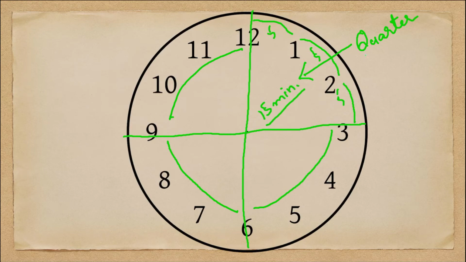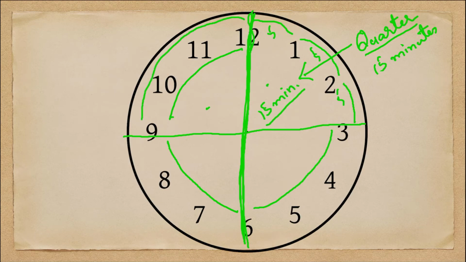So if we divide the clock into 4 equal parts, each part will be 1 quarter, which will be of 15 minutes. And if you just draw one line here, you can divide the clock into 2 equal parts, and one part will contain 30 minutes.